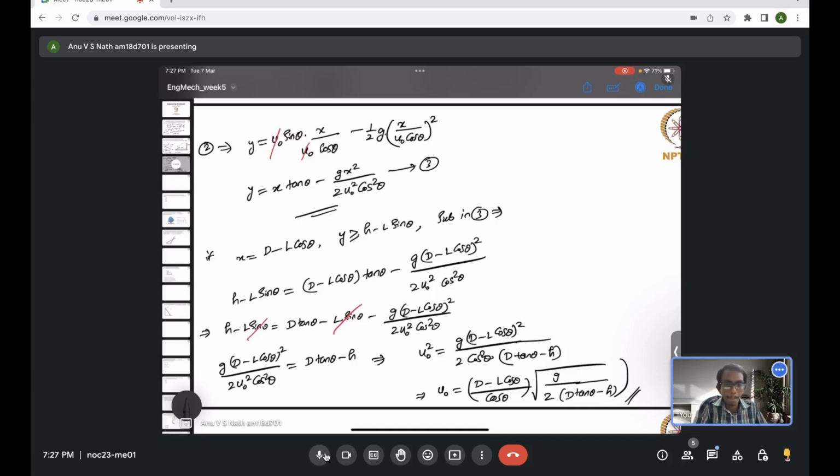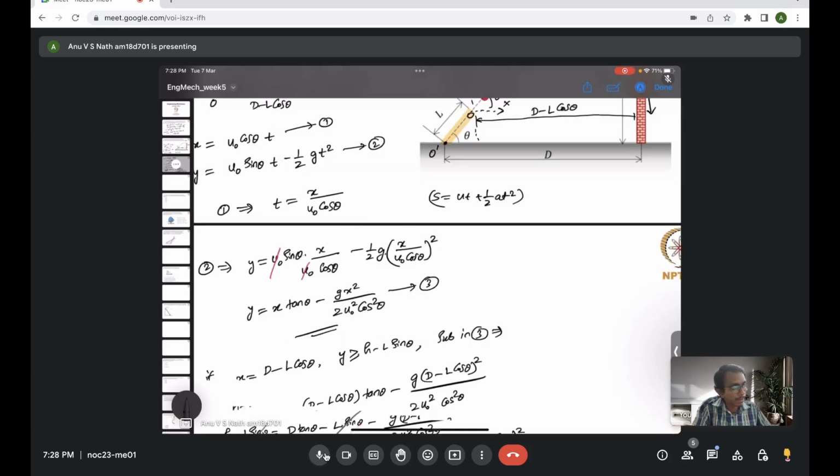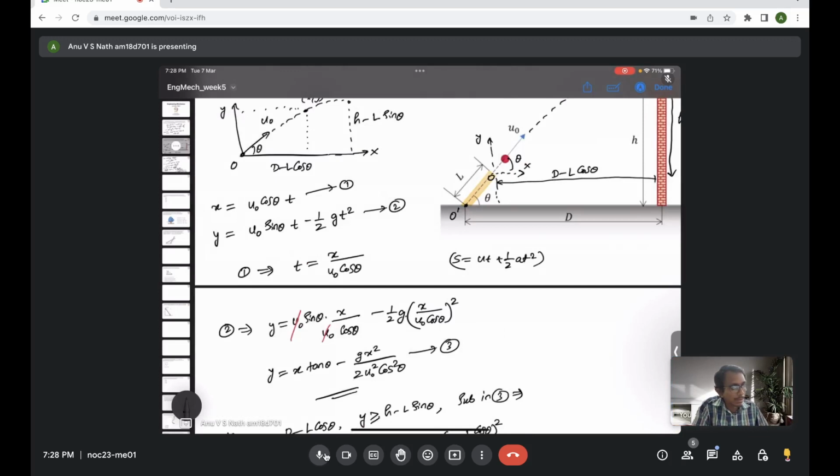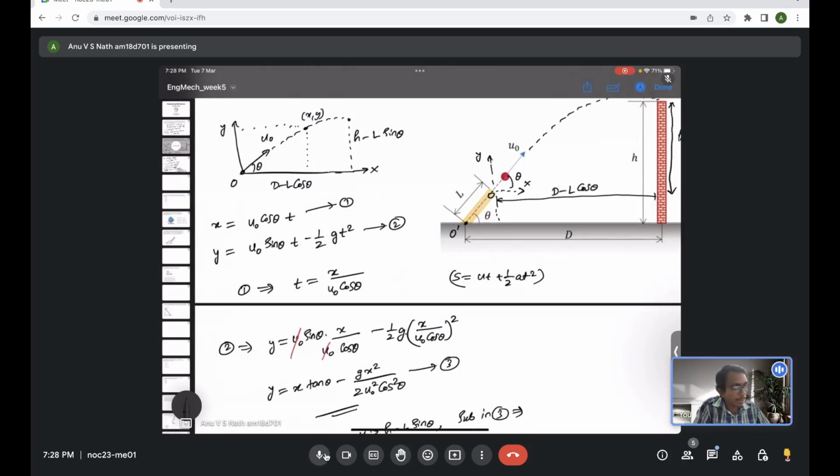Is this clear? Sir, yes sir. In the starting, we took x equal to u naught cos theta t, sir. I couldn't understand that, sir. So the second point, did you understand that y equal to u0 sin theta t, that s equal to ut plus half at square? Yeah, same only. In equation 1, you can think it's the same way. s equals ut plus half at square, just that a is 0. There is no acceleration in the horizontal direction. So you will get ut only.